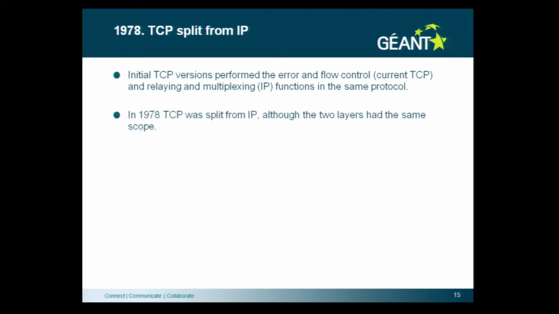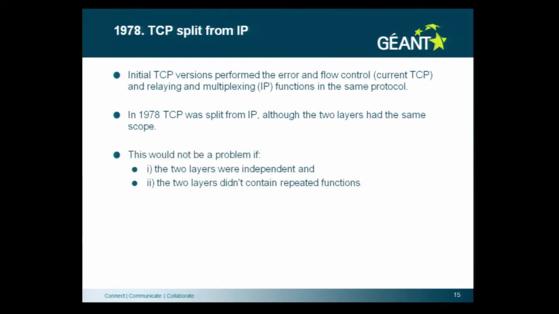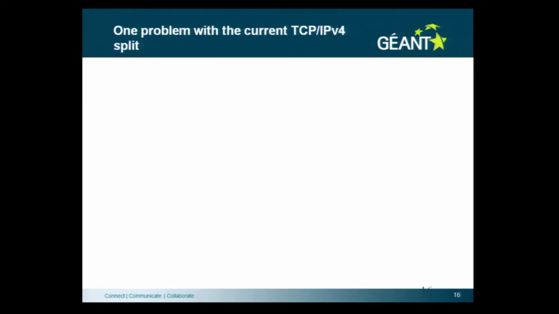So they had the same scope, the network scope between end hosts in the network, but still they decided to split it. It would not be a problem if, at the very beginning, the two layers were independent and didn't contain repeated functions, but they are dependent and they do contain repeated functions. So one of the problems is that you have retransmission in TCP and you have fragmentation in IPv4. They worked a little bit around it in v6, but that's why I said v4. I got the remark before.